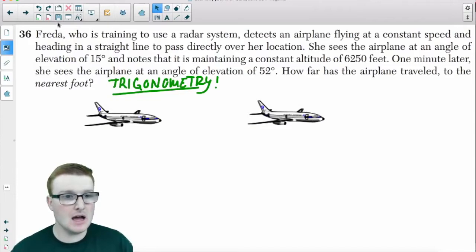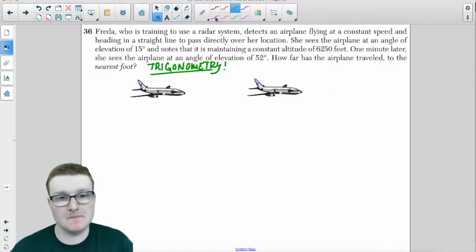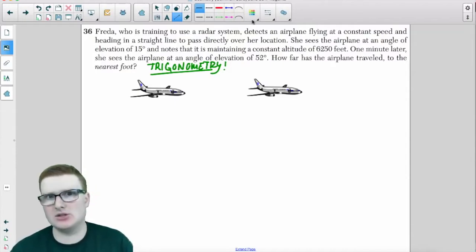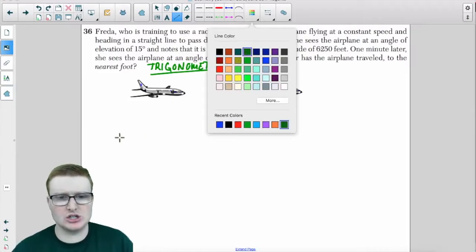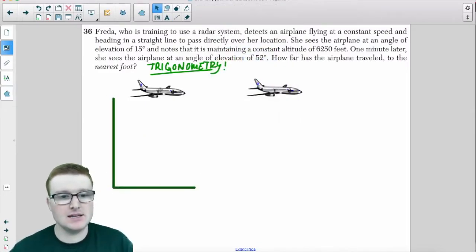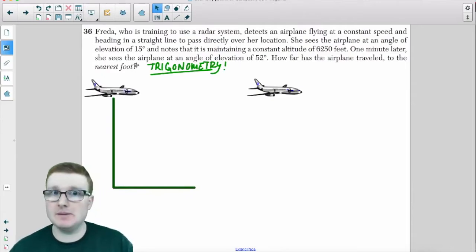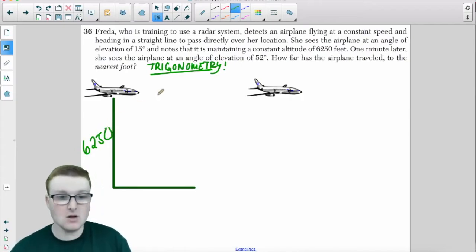So, let's go ahead and draw ourselves 2 triangles. Well, how do we do it? Or how do we draw the diagram? In my opinion, that was the hardest part of this question, to get the figure going and draw it. So, basically, there's an airplane at a starting position, and the height is 6,250 feet in the air, okay?